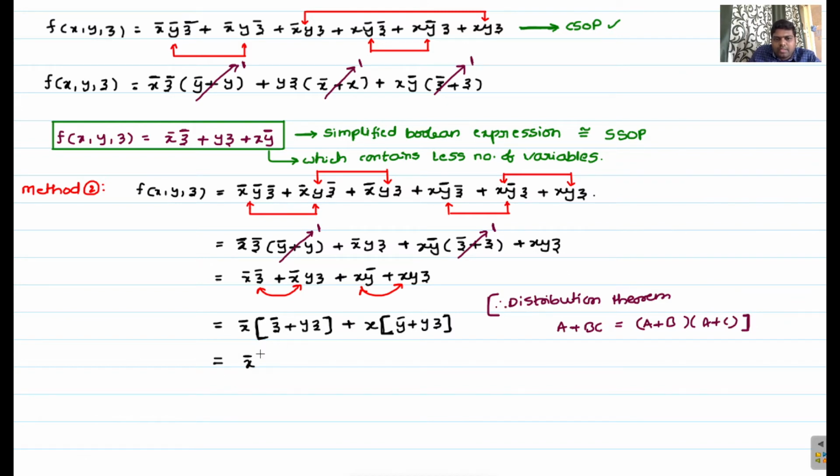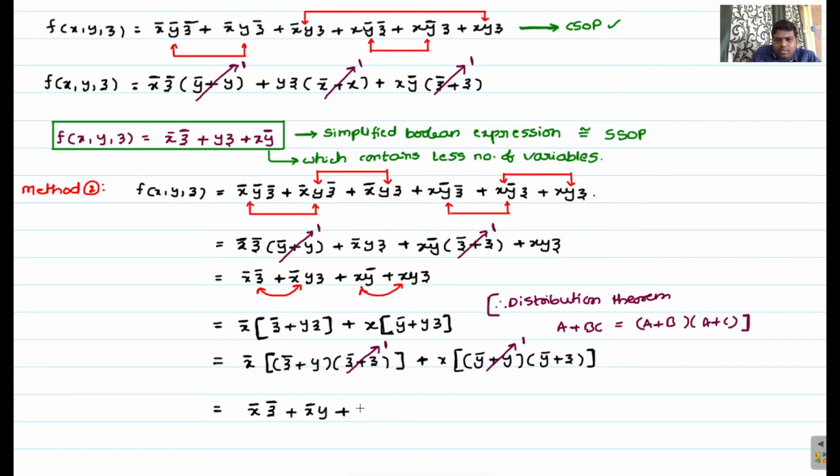So now what you will get? x bar into z bar plus y into z bar plus z, plus x into y bar plus y into y bar plus z. Now based on the operation theorem, this z bar plus z equals 1 and this y bar plus y equals 1. Now you can simplify further. What you will get? x bar z bar plus x bar y plus x y bar plus xz. This is your f of x, y, z.